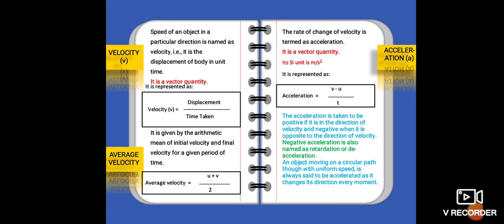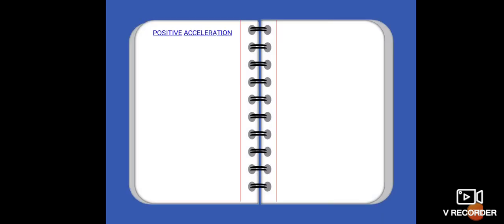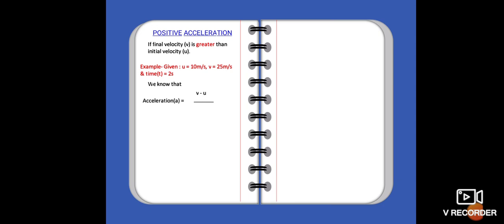Now come to the positive acceleration. If final velocity, that is v, is greater than the initial velocity, that is u. Now look at the example. Here u is equal to 10 meter per second, v is equal to 25 meter per second, which is the final velocity. According to positive acceleration, final velocity v, 25 meter per second, is greater than the initial velocity u, 10 meter per second.